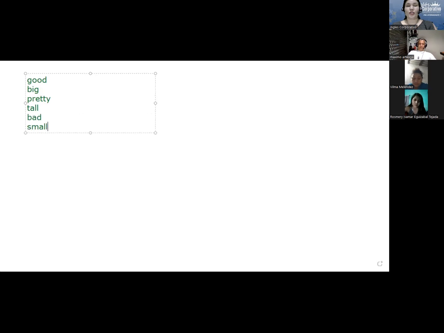Either way. Okay, I can see your cameras now. Very good. Good. Good is an adjective. Very nice. We have bigger. What is the adjective? Big. Big is the adjective. Another adjective. Pretty. Cold. Very good. We have pretty. We have tall. Another one. Bad. Small. Small, right? Good. Give me other examples of adjectives.